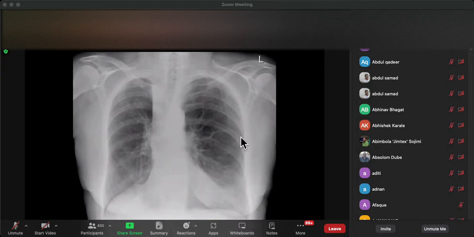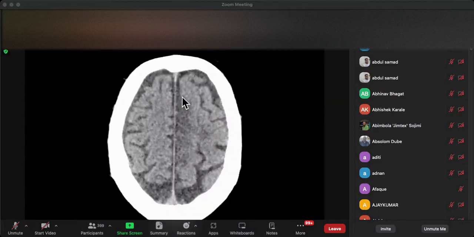Oh, sorry, yeah, just to go back to that CT brain. Here is the low attenuation in a parafalcine position, and it just means that you've got an infarct in the territory of the left anterior cerebral artery.